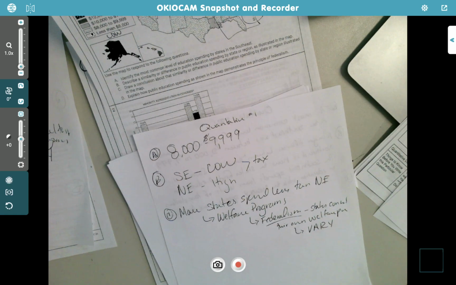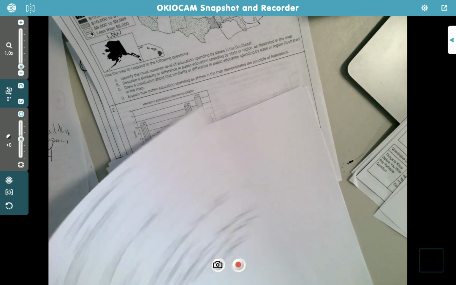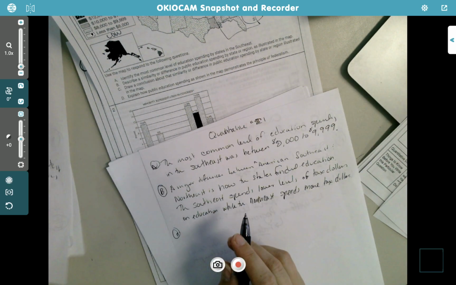Is the quality of education in Florida better or worse than Alabama? Better. Is Florida better or worse than Massachusetts? Worse, because Massachusetts is number one. Florida is straight in the middle, and Alabama is at the bottom. Here we go. Let's flip it.